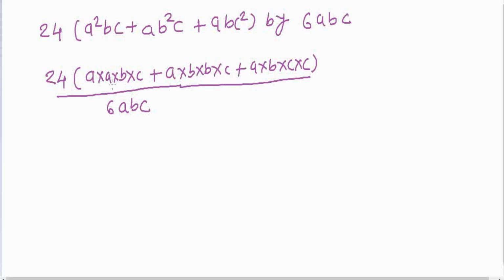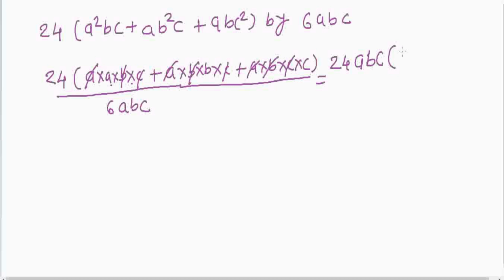So every term contains a. Here is a, here is a, here is a. So take that a common: 24 into a. Again every term contains b. B is here, b is here, b is here. We are cancelling b since we have taken it as a common term. And c is here, c is here, and c is here. So we have c.